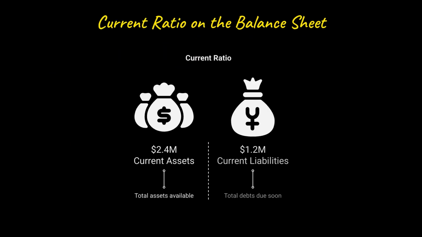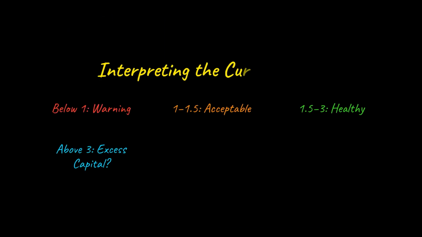Picture a retailer with 2.4 million in current assets and 1.2 million in current liabilities. Dividing those two figures gives a current ratio of 2.0. That means $2 of current assets backing every dollar of short-term debt. That is a comfortable liquidity position for most industries. Interpretation always depends on context.